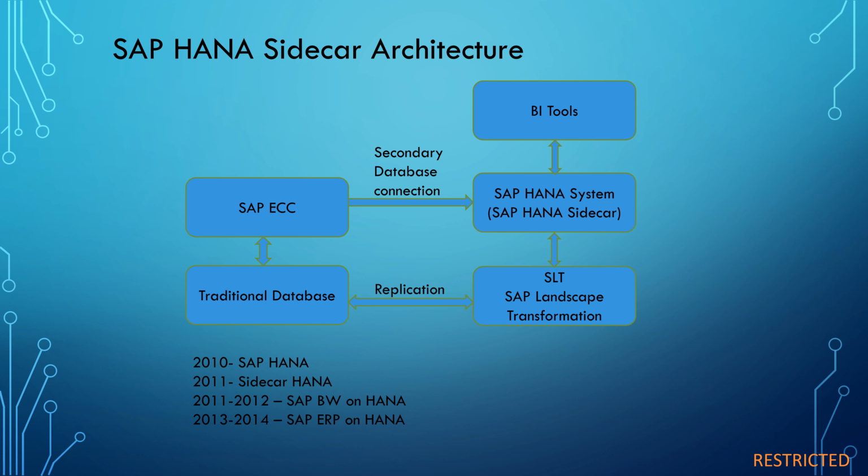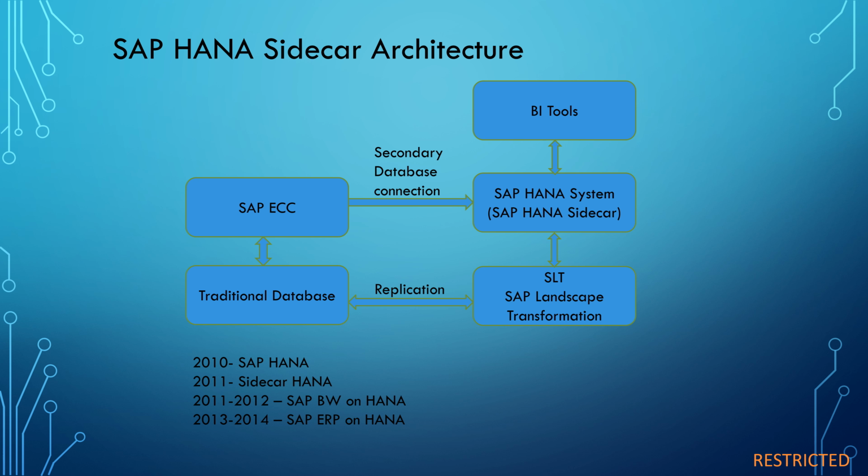SAP HANA Sidecar Architecture. Now the SAP product is successfully developed, and to test the product in the market and to give the feel of SAP HANA, SAP provided HANA as a secondary database. So they need not change the entire database. The SAP ECC system contains business related modules such as profitability analysis module, sales, purchasing, COPA, material and customers.